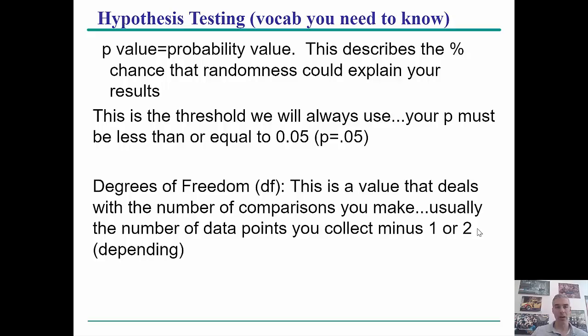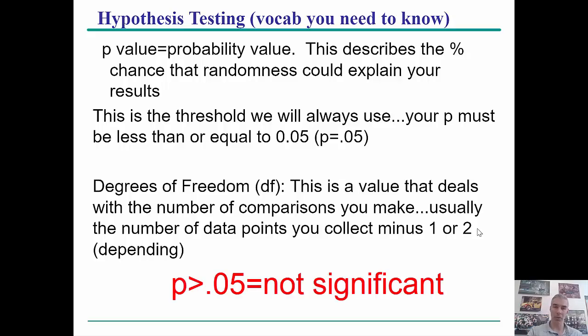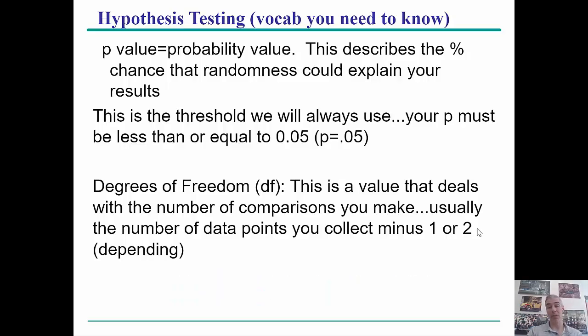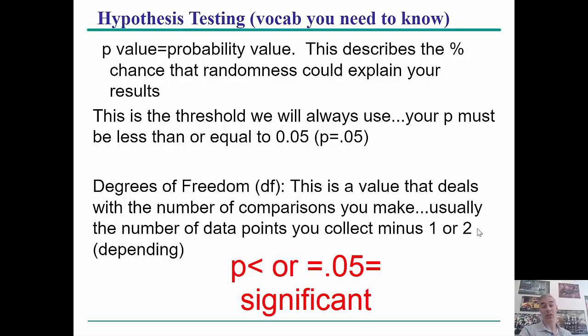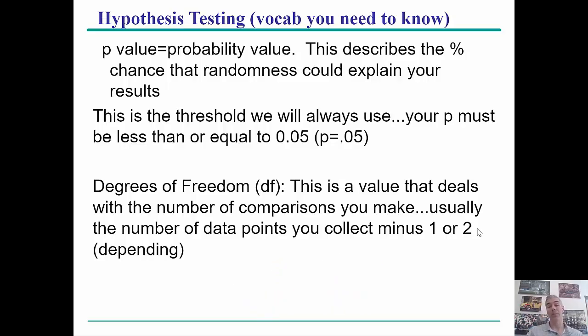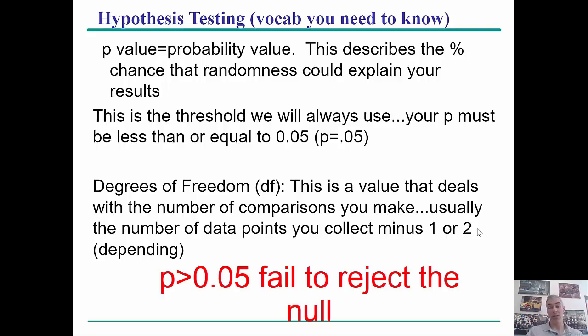So, vocabulary you need to know for hypothesis testing. You need to know what a p-value is. That's your probability value. This describes the percent chance that randomness could explain your results. Remember, the threshold we are going to use is a p of 0.05. If the p is greater than 0.05, there is not a significant difference. If the p-value is less than 0.05, you will say there is a significant difference. This will also relate to the null hypothesis. If your p-value is greater than 0.05, because that's not significant, you fail to reject the null hypothesis.